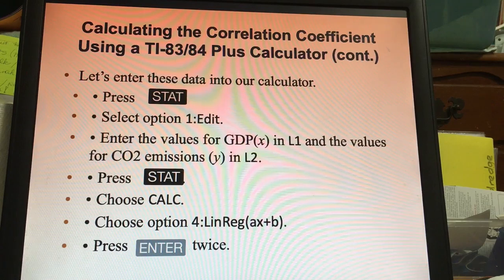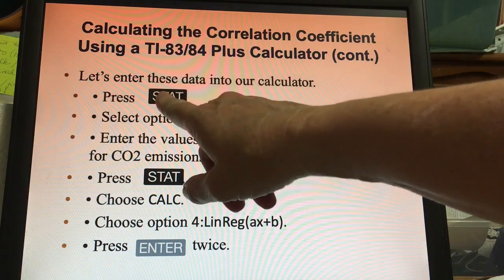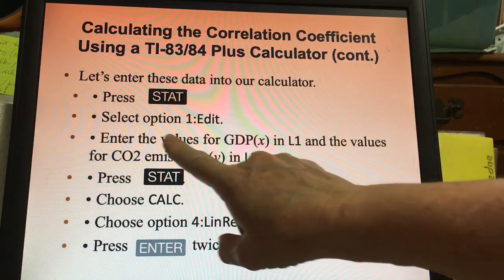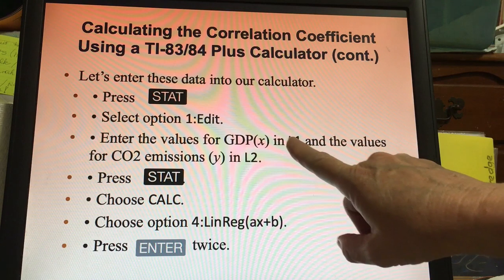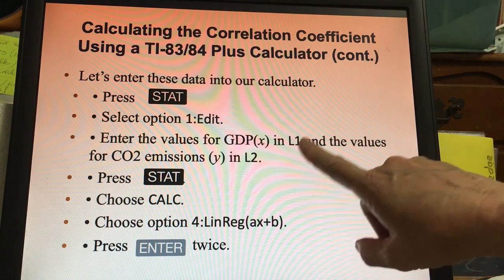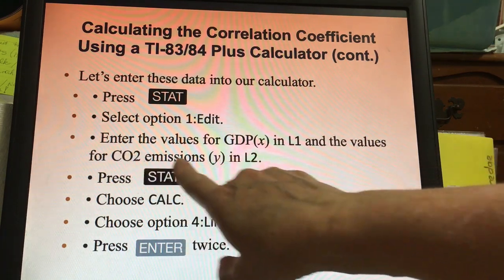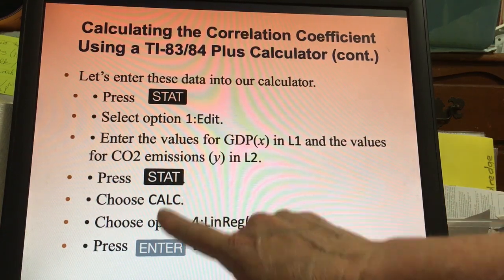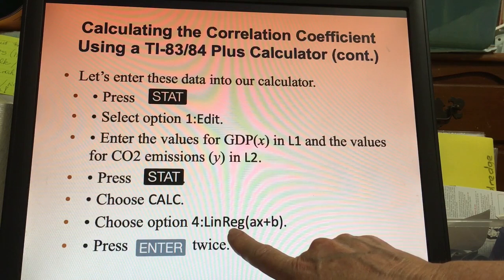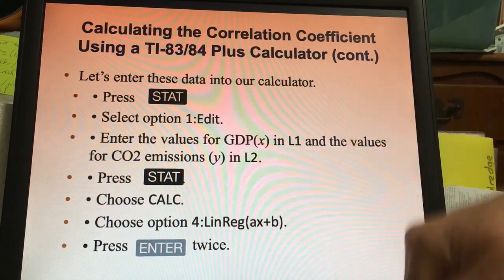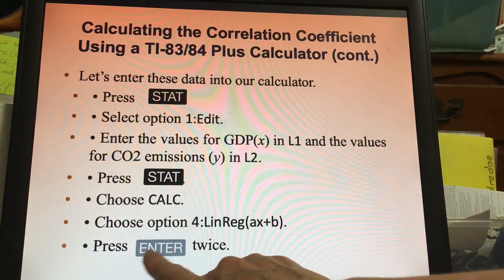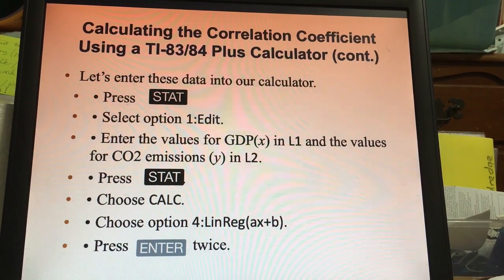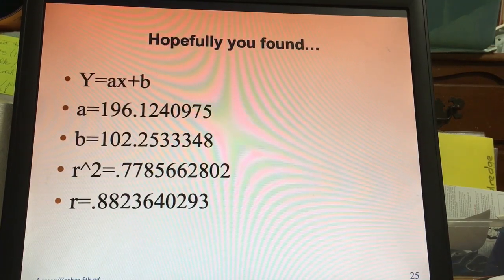So now we're going to do the same thing using our calculator. So we enter the data into our calculator by pressing Stat and Edit. We enter the values for the GDP, which is X, in L1, and we enter the values for the CO2 emissions, which is your Y, in L2. We press Stat, Calculate, LinReg. And LinReg is the 4th option down, and we press Enter twice. Okay? And this is what we get.